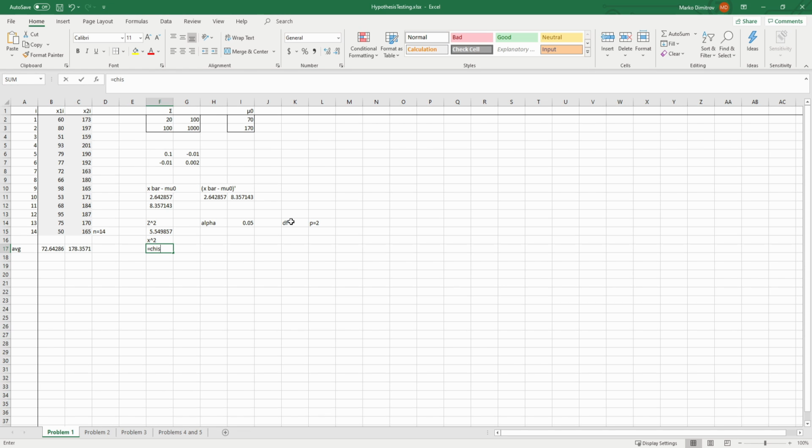We need inverse, so this one is going to return us a left tail. When you write this, you can see on the screen, it says returns the inverse of the left tail probability of the chi-square distribution. So it returns left tail. What we need to write first is probability. So our probability is 1 minus alpha because it returns left tail. And degrees of freedom is p, which is equal to 2. So we get 5.991.